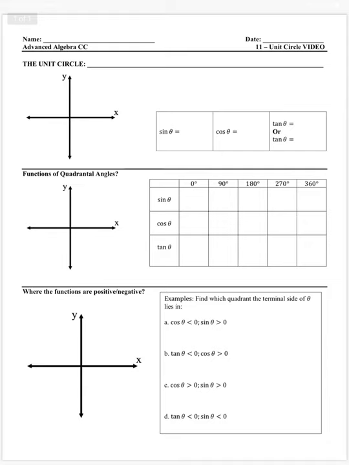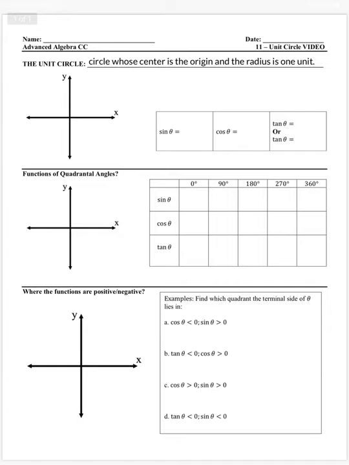You've definitely heard of the unit circle before. What the unit circle is, obviously, it's a circle whose center, let's say that first, whose center is the origin, and the radius is 1 unit. Okay, so again, it's a circle whose center is on the origin, and the radius is 1 unit.